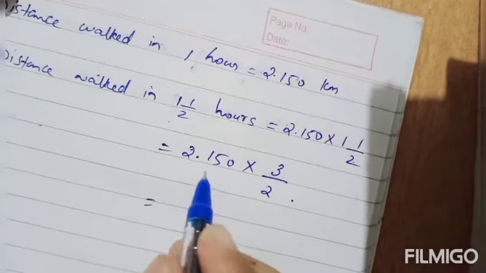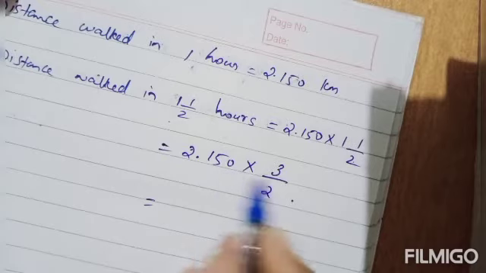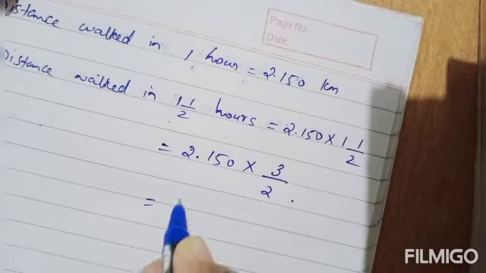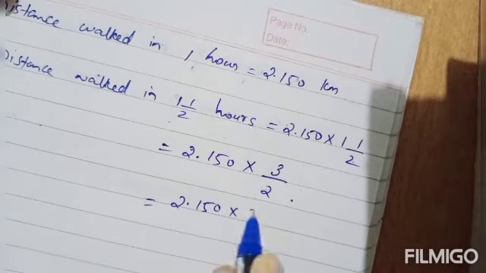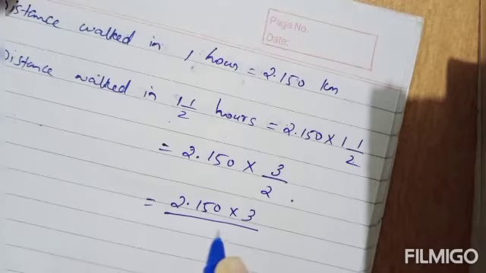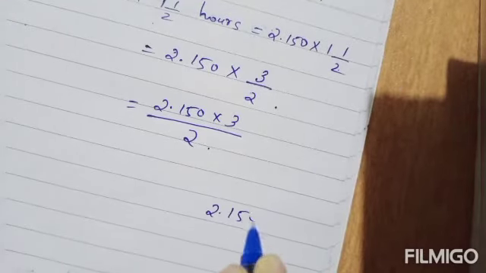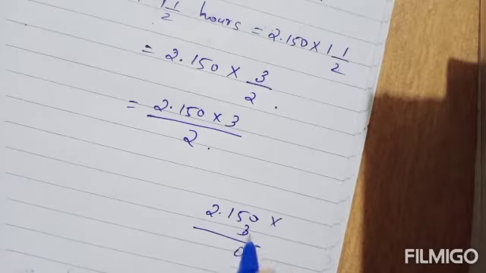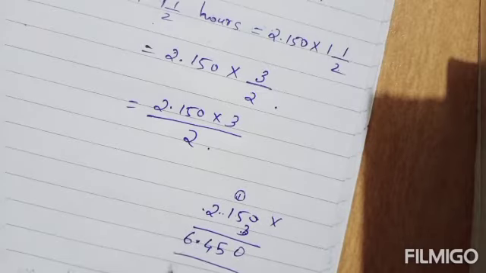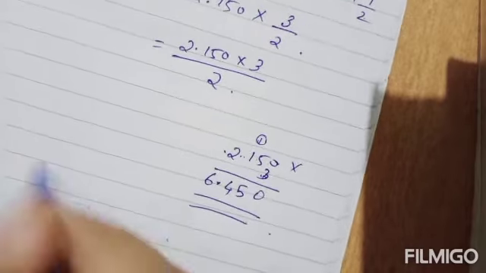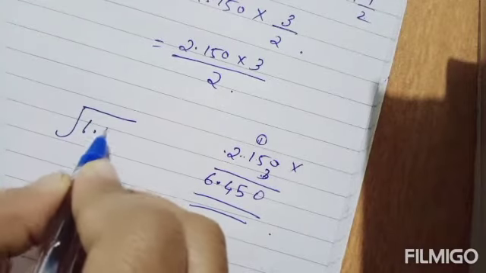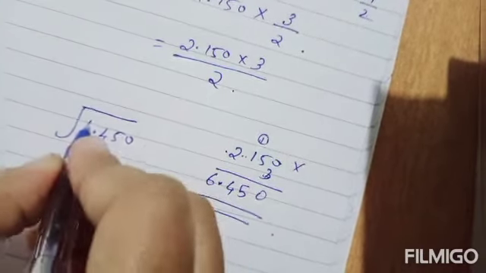Now what can you find? Multiplication of fractions. So 2.150 into 3 whole, divided by 2. This you need to do. So 2.150 into 3. 3 into 0, 0. 3 into 5, 15, so write 5 and carry 1. Now 3 into 1, 3 plus 1, 4. 3 into 2, 6. So 6.450. Now this 6.450 you can divide by 2.